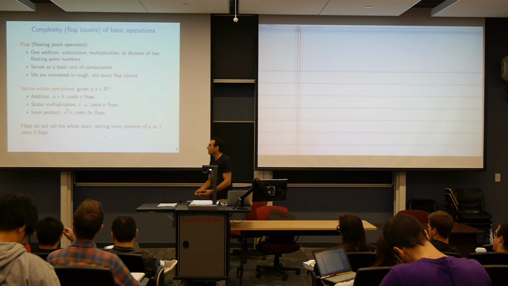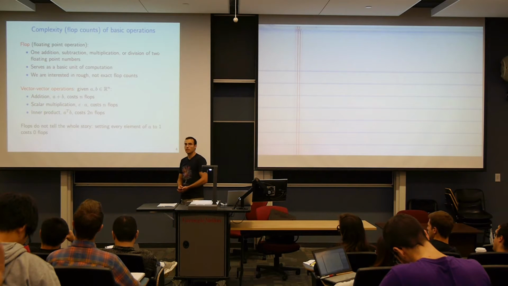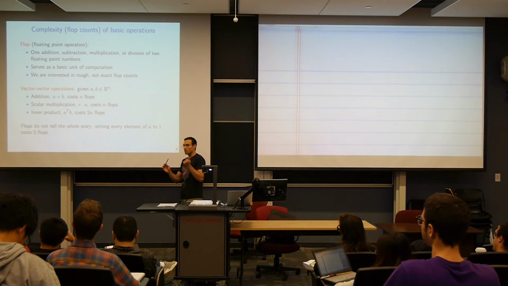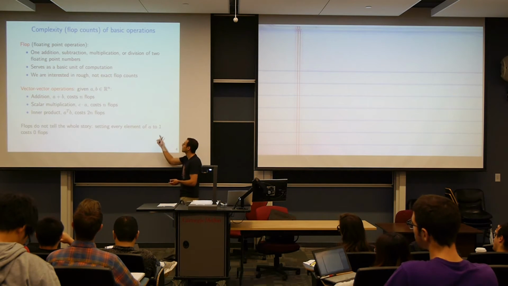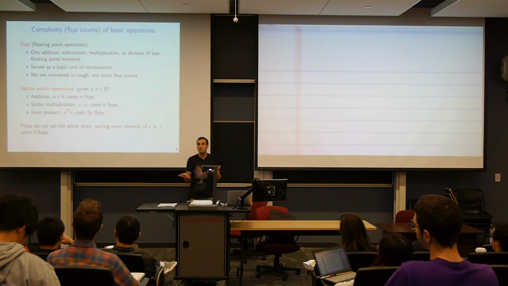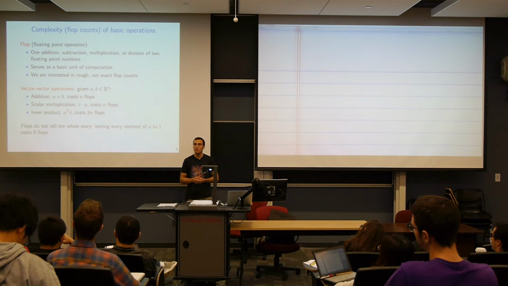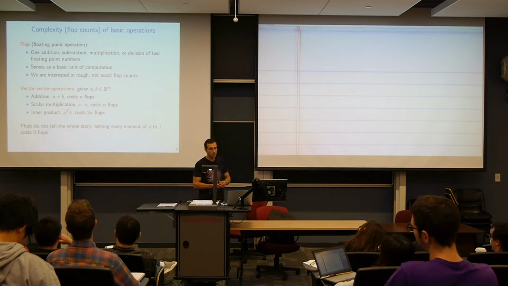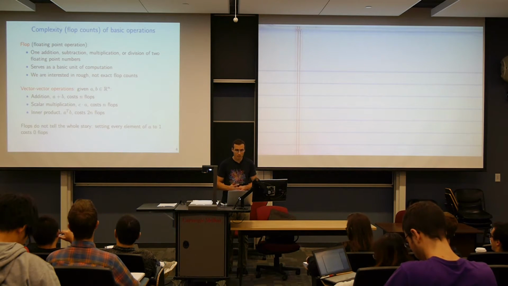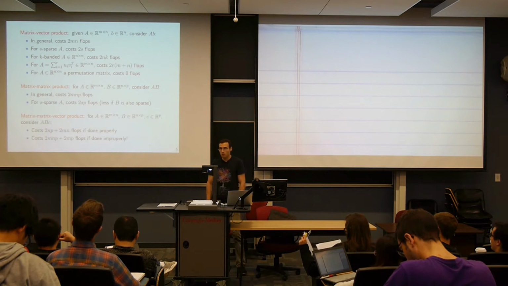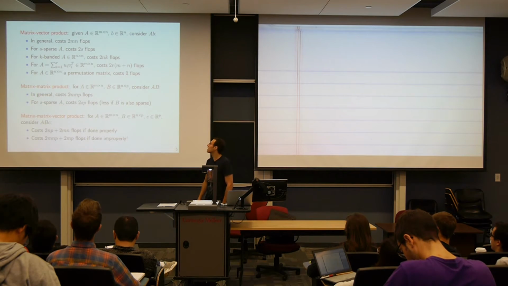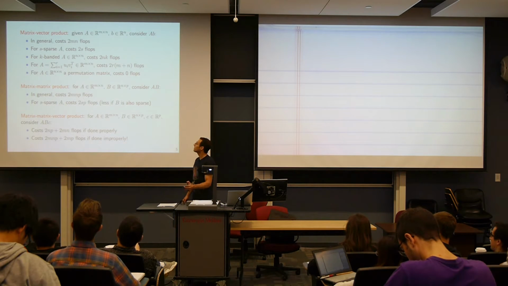Here's an example of why flops are imperfect. What happens if I asked you to think about how much it costs computationally to set every element of a to 0, or every element of a to 1? That costs 0 flops. So that sequence of n operations costs 0 flops according to our definition. So again, imperfect measure, but it's a fundamental unit of computation that's well defined, which is why we use it.